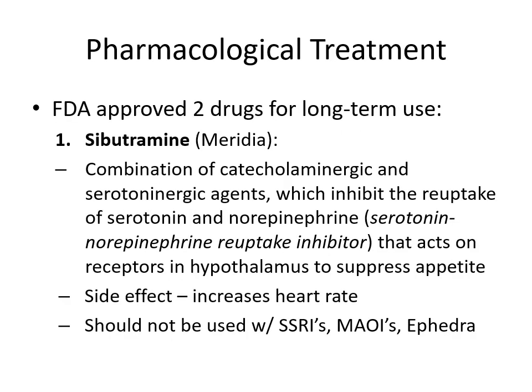So looking at currently approved drugs, the FDA has two drugs that are currently approved for long-term use. One is sibutramine, or Meridia. This is the combination of catecholaminergic and serotoninergic agents, which inhibit the reuptake of serotonin and norepinephrine and act on receptors in the hypothalamus to suppress appetite. The side effect, though, being a central nervous system stimulant because of the norepinephrine, is that it does increase heart rate and is not used in conjunction with SSRIs, MAOIs, or ephedra.